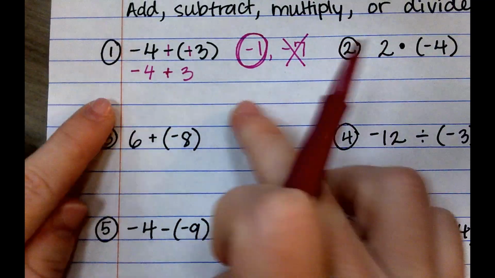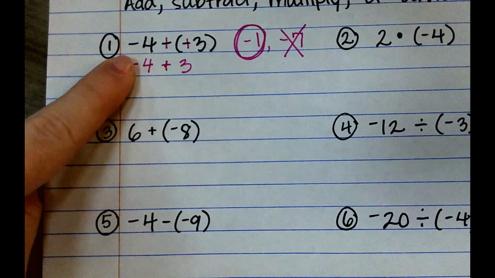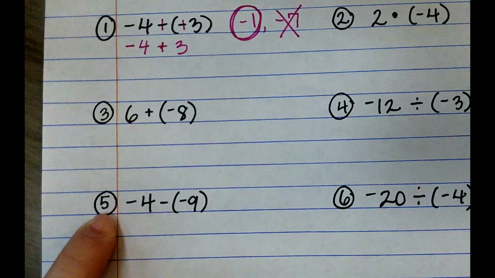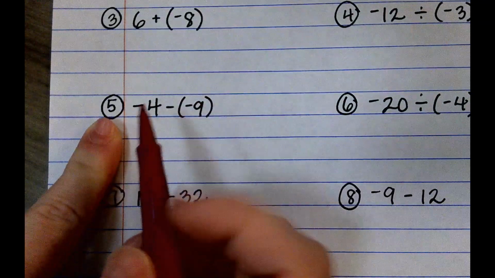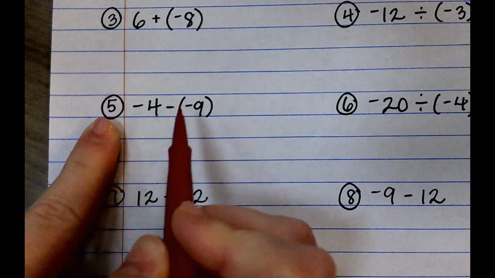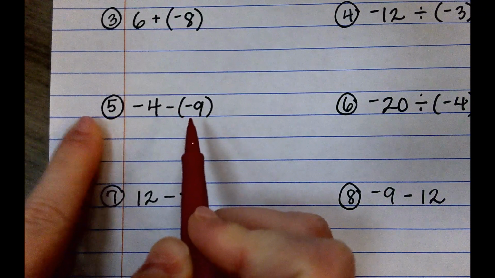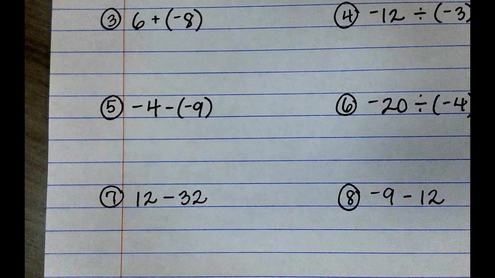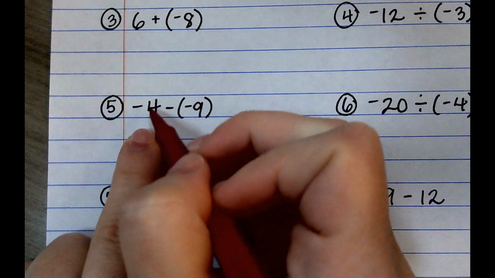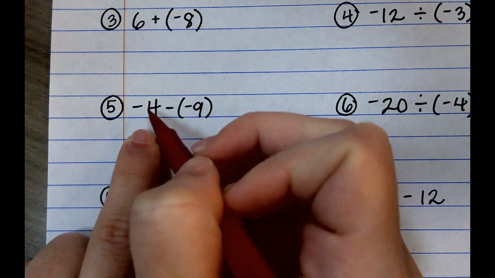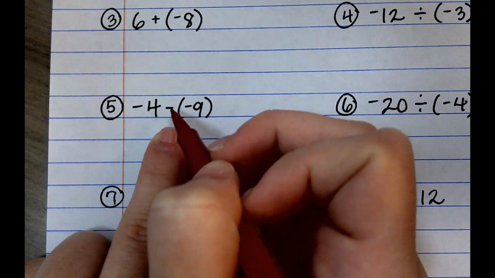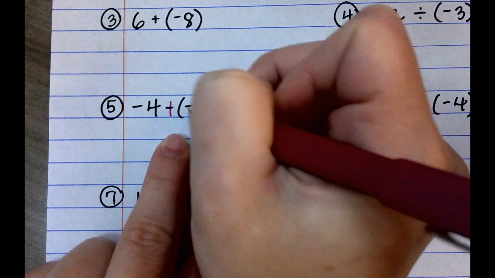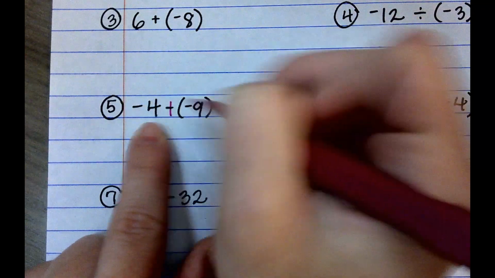While we're on the topic, let's do one very similar. Let's look at number 5. We'll skip around a little. Number 5, I have -4 minus -9. So let's do that same keep, change. I'm going to keep -4, change that to plus, and then change the sign of the 9.